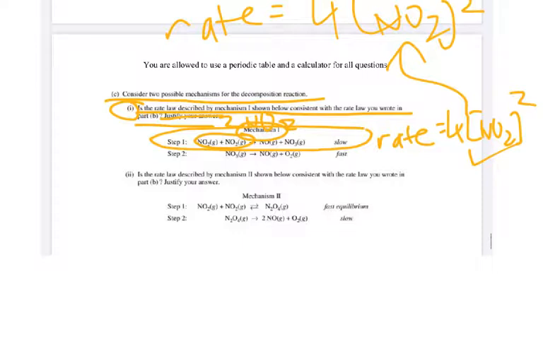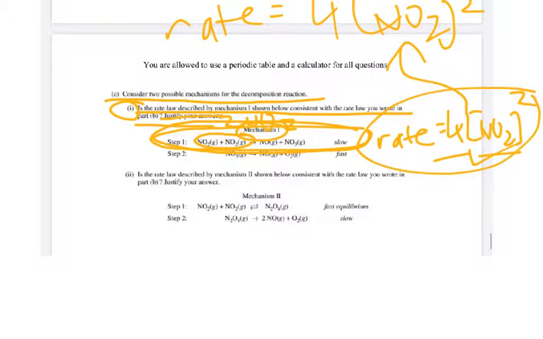Well, you could say that the rate of the reaction is essentially the rate of the rate determining step, which is the slow step. And because the rate law of the slow step is K times NO2 squared, that means that's the rate law for the entire reaction, and since that matches B, then it's right.